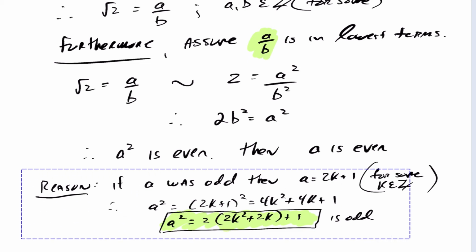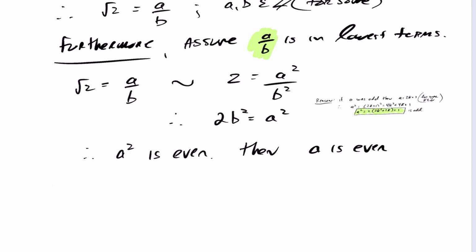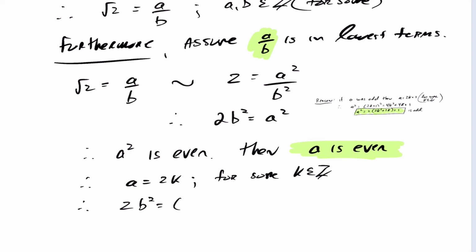Okay, let's take this sort of mini argument, let's just put it over here and continue with our proof here. So it's fair to assume here that a is an even number. Well, if a is an even number, then a equals 2k for some integer k. Therefore, 2b squared is going to equal, I can substitute in the 2k for a, and therefore 2b squared is going to equal 4k squared. Therefore, b squared is going to equal 2k squared.